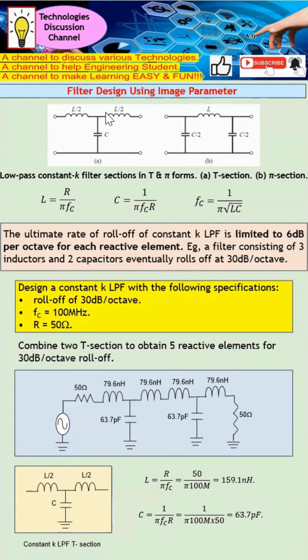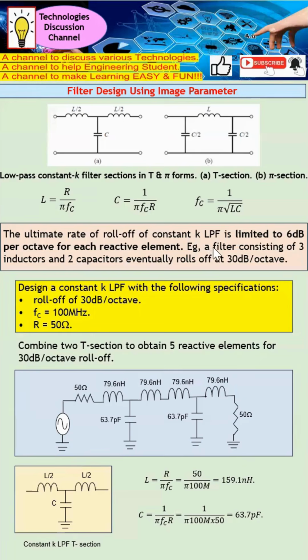As you can see from here, this is a low pass constant K filter section in the T section, and this is for the pi section. How you compute the L and C will be the formula as shown over here. The key thing is the roll-off factor. For this constant K low pass filter, it is limited to 6 dB per octave for each reactive element.